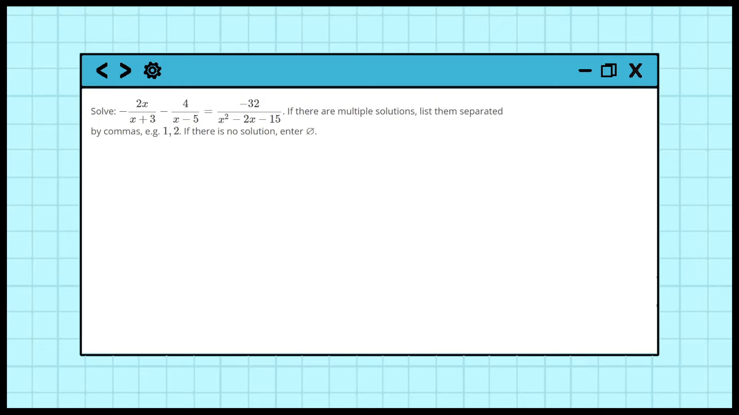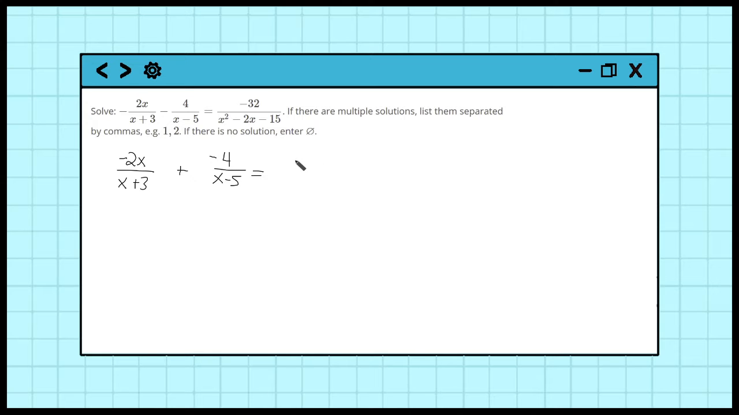If any of the denominators can be factored, we want to factor it. Now, this first fraction, I'm going to pull this negative up to the top so I don't forget about it, is negative 2x over x plus 3. X plus 3 can't be factored any more than that. Then I have minus 4 over x minus 5. This is another situation where I want to move this so that I don't forget about it. So I'm going to make this a plus a negative 4. And x minus 5 is fully factored.